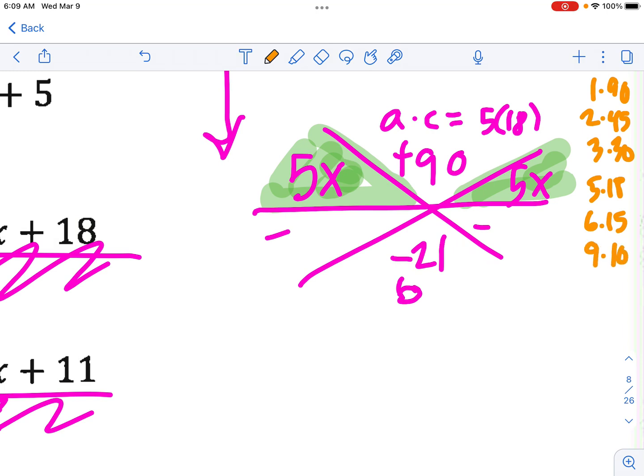And we have to make negative 21 by adding negatives. So this is the way we can make 21, 6 and 15. So minus 6 and minus 15 gets us a negative 21.